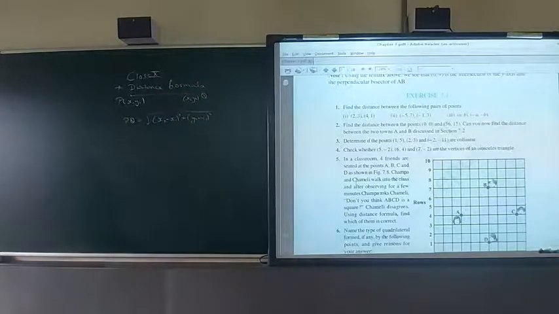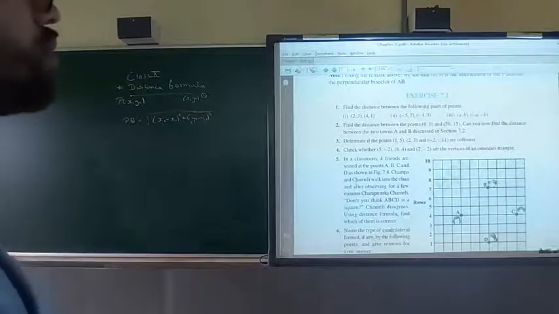Distance formula. The second question you can do on your own. Find the distance between the points (0, 0) and (36, 15). Only find the distance: (36 minus 0) whole square plus (15 minus 0) whole square. This you have to do on your own.